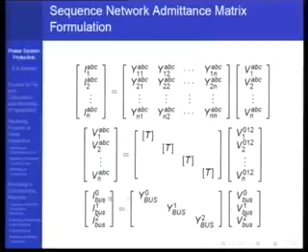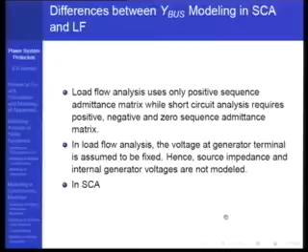Then what do you see? I bus 0 is equal to Y bus 0 into V bus 0, I bus 1 is equal to Y bus 1 into V bus 1, I bus 2 is equal to Y bus 2 into V bus 2. So you get three different sequence matrices. So that's the decoupling which you are seeing.